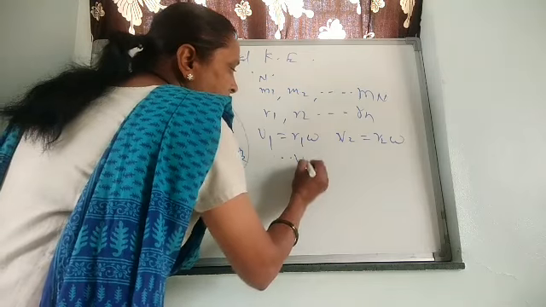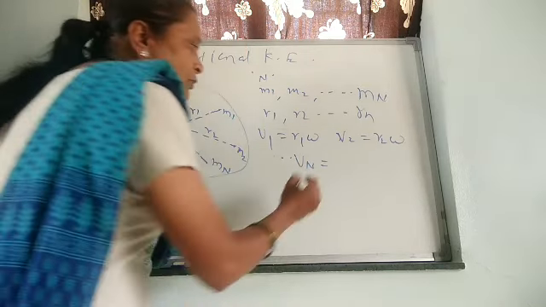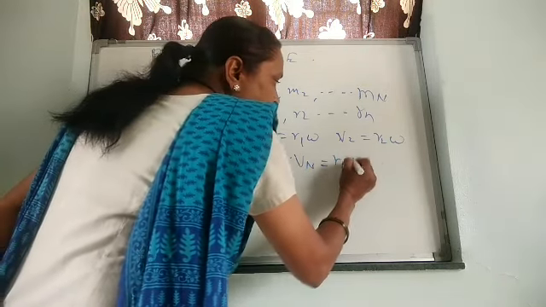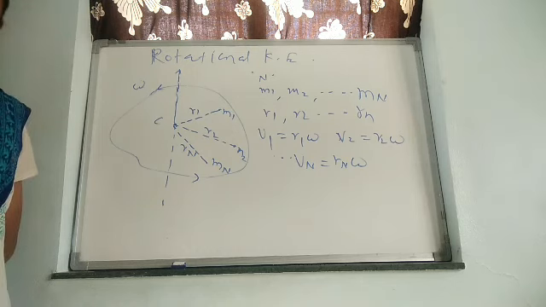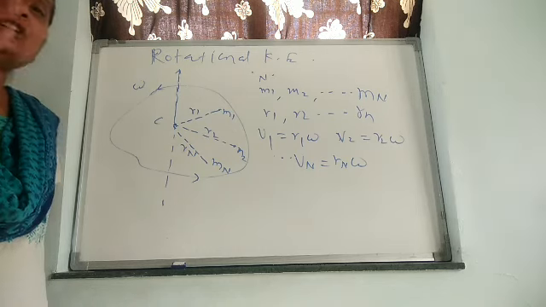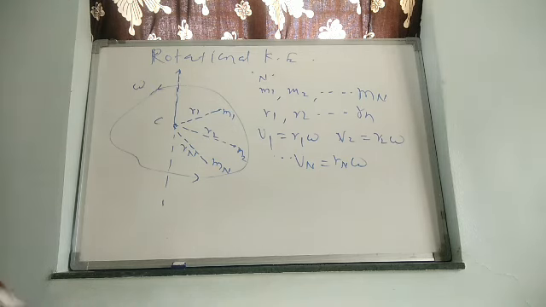In this way, the velocity of the nth particle is Vn equal to Rn omega. These are the linear velocities of the particles. With the help of these linear velocities, we can find the translational kinetic energy of individual particles. And then the sum of all these translational kinetic energies of individual particles gives the rotational kinetic energy.